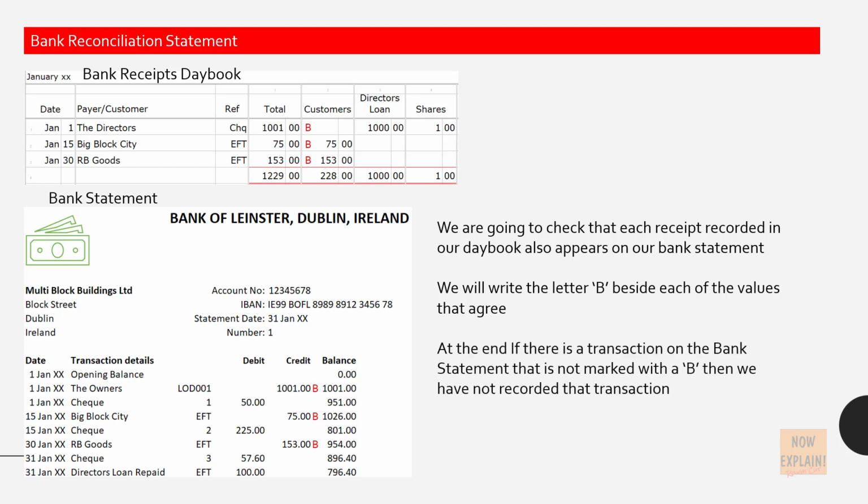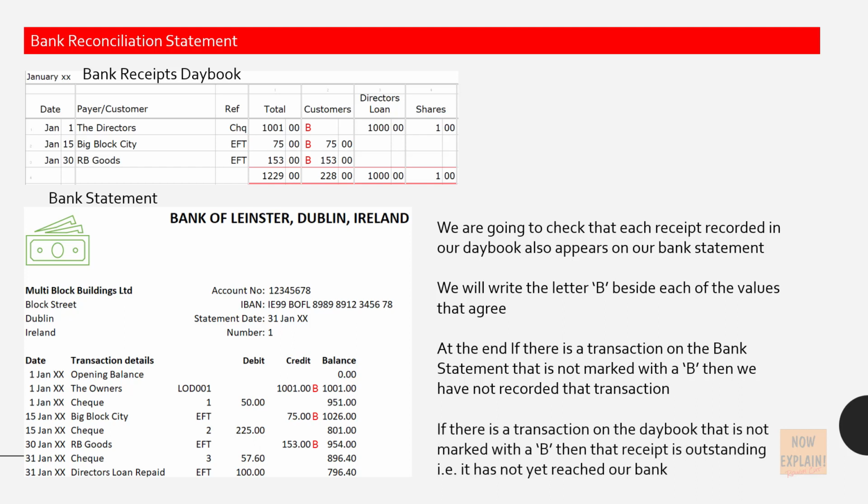At the end, if there is a transaction on the bank statement that is not marked with a B, then we have not recorded that transaction. If there is a transaction on the daybook that is not marked with a B, then that receipt is outstanding, that is, has not yet reached our bank.